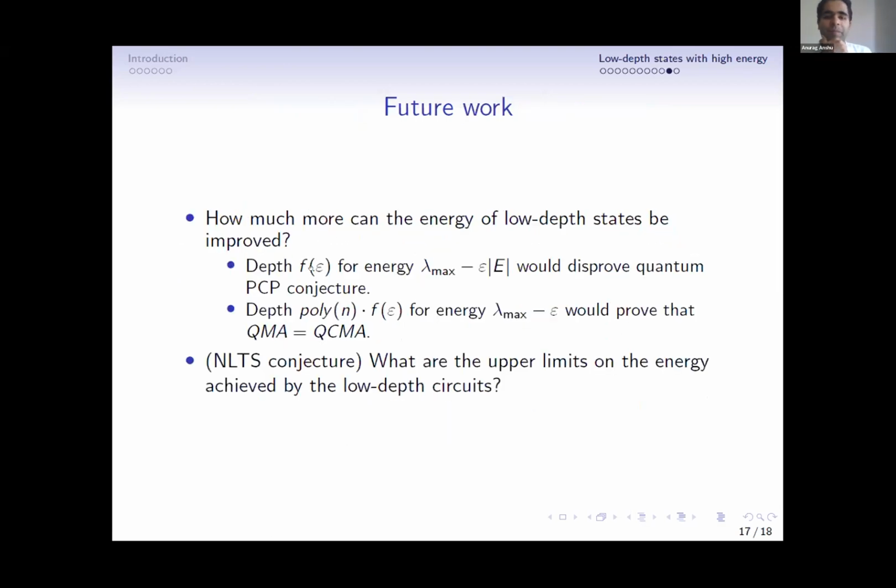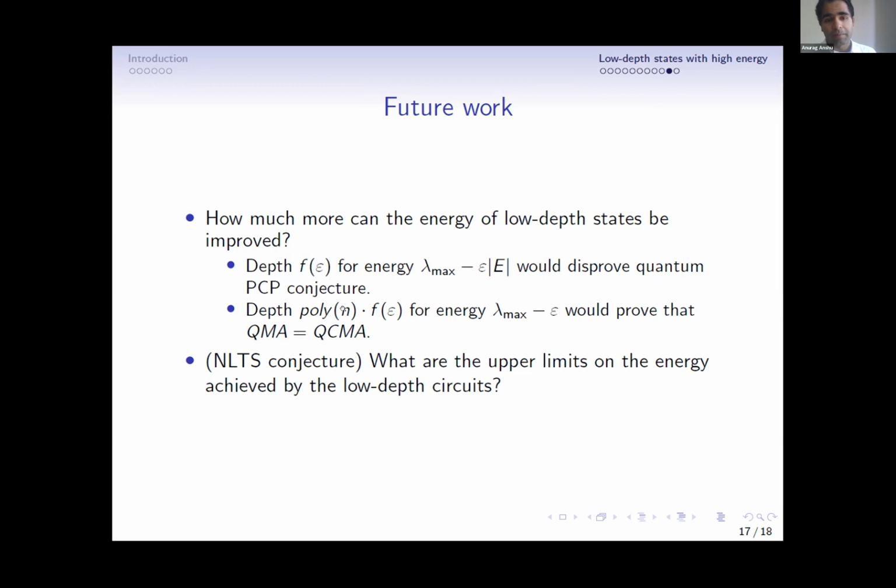And in fact, let me tell you some of the potential results that would really be a major breakthrough in quantum complexity theory. One would be that if you could achieve epsilon times the total number of energy, if you could achieve this kind of improvement in depth, for any function that only depends on epsilon, then that would disprove a well-known conjecture, the quantum PCP conjecture. It has been open for more than 20 years now.